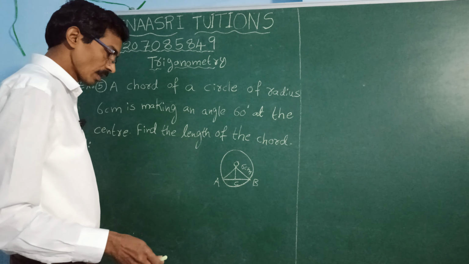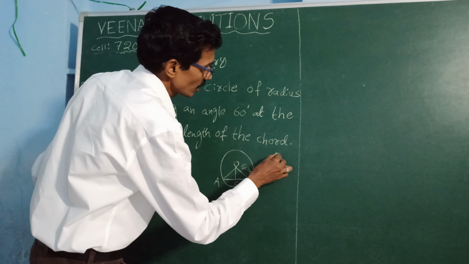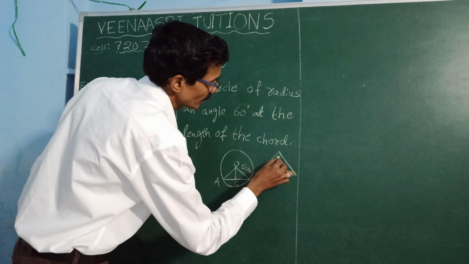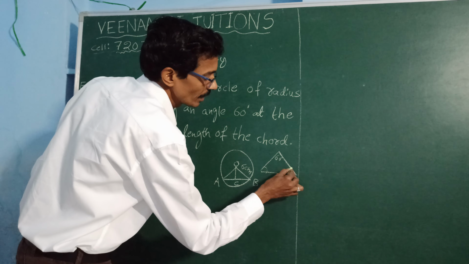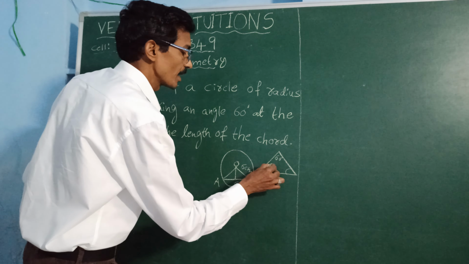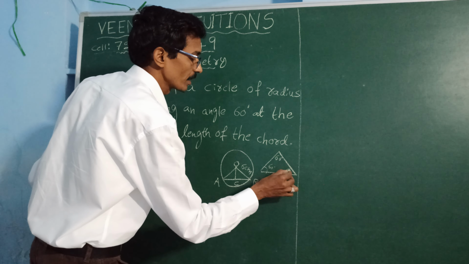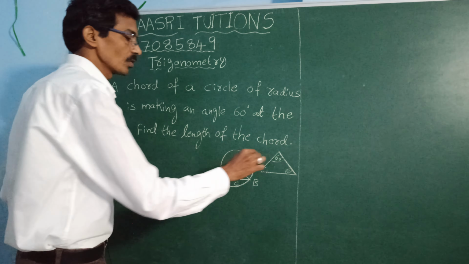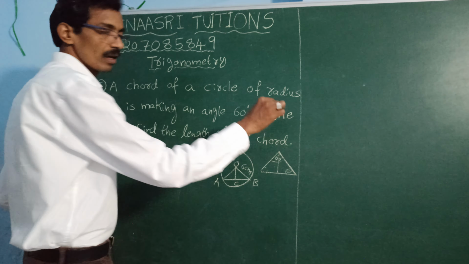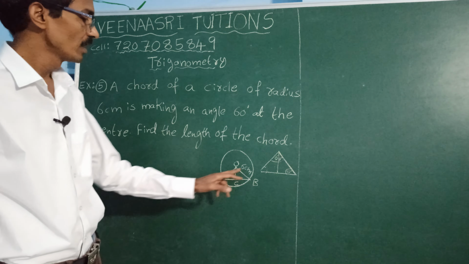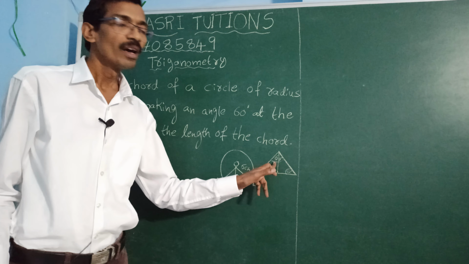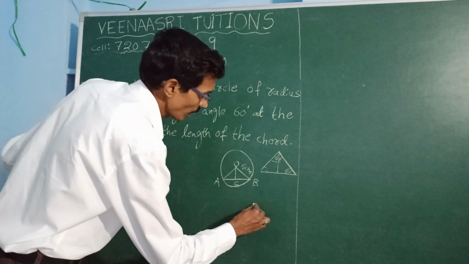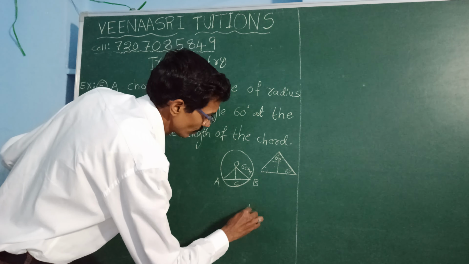Before that, what is this? Here 60 degrees, here 60, here 60. So it forms an equilateral triangle. Now you draw one perpendicular line, bisecting the angle 60 degrees, which makes an angle of 30 degrees.